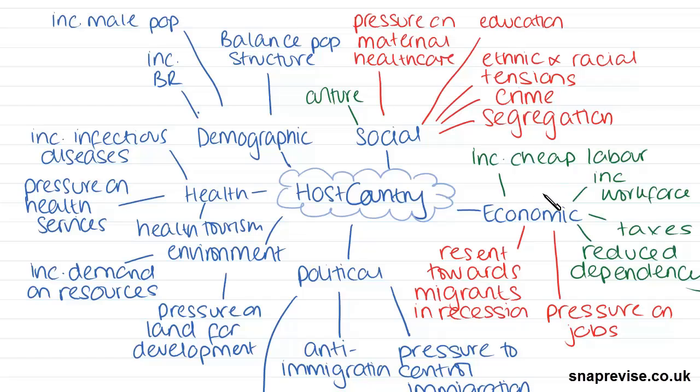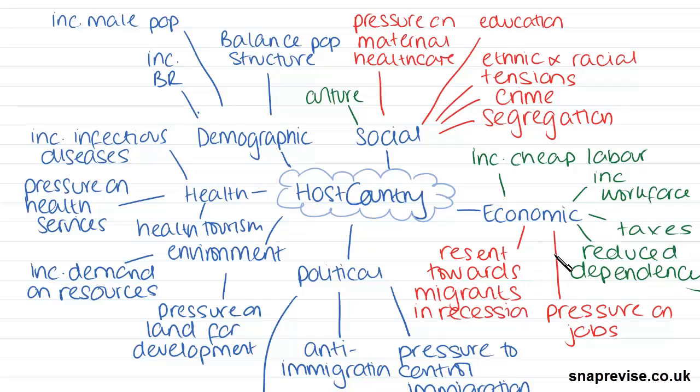Economically, the advantage is that any labour shortages will be overcome by this influx of young male workers. It might provide cheap labour forces who will work longer hours for lower pay. Working migrants will also be spending money and paying taxes, so that's going to benefit the economy. And also there'll be reduced dependency. So in previous videos, we learned about the concept of demographic dividends, when there's more economically active people than dependents. So this will cause a boom to the economy.